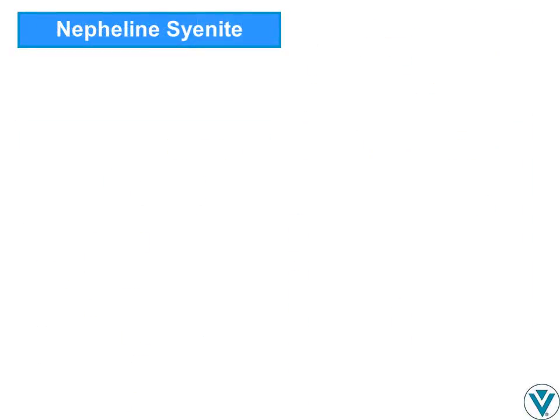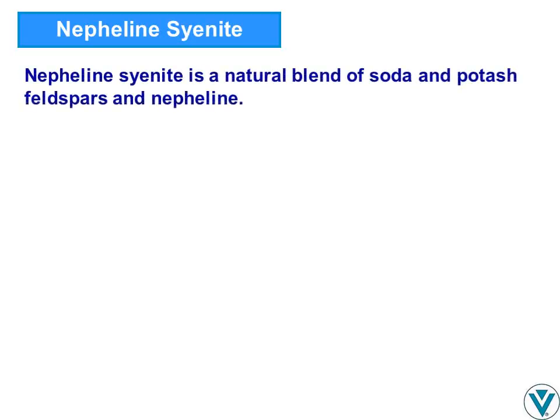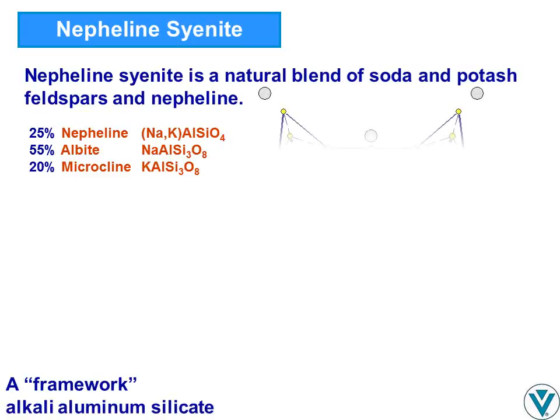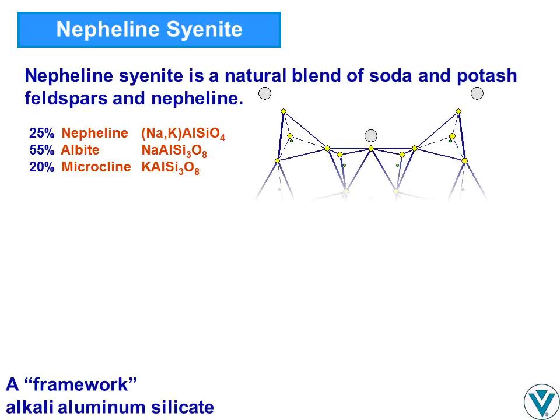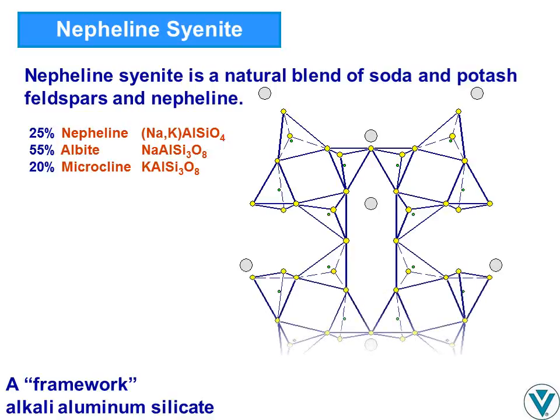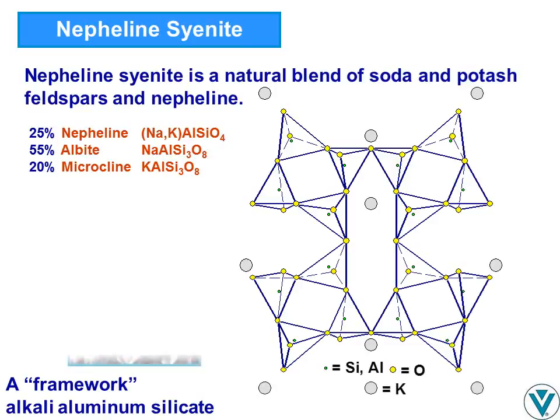In North America, typical nepheline syenite consists of approximately 25% nepheline, 55% sodium feldspar, and 20% potassium feldspar. Feldspar mineral structures are based on densely packed 4-member rings of silica tetrahedra, forming hexagonal and polygonal voids. The dense packing makes feldspars nearly as hard as quartz. Typically, Al3+ replaces one of every 4 Si4+. The resulting charge imbalance is compensated by sodium and/or potassium ions.